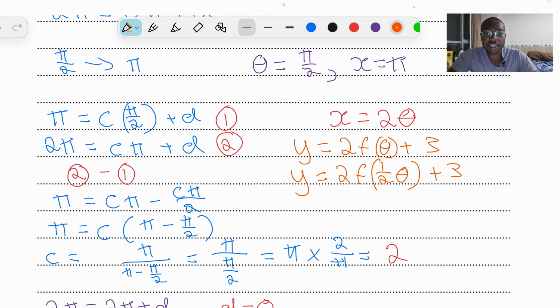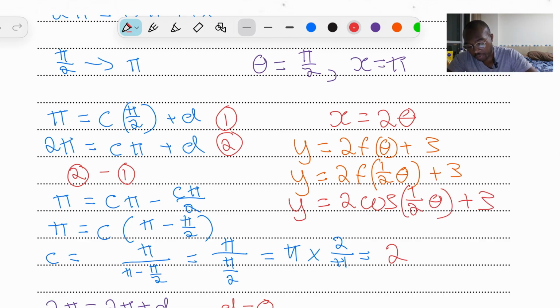And now at this stage, all we need to do is just put in our values. So we get y is equal to a 2 cos, remember f of theta was cos theta, so 2 cos of a half theta, and then that would just be plus 3. So it's a bit of a long-winded way to do it just for 3 marks, but it's a surefire way to make sure you do get the marks if you can't see the answer already, okay?